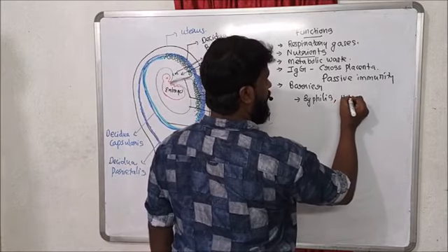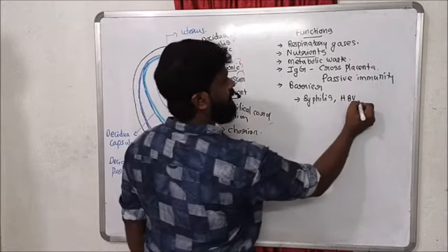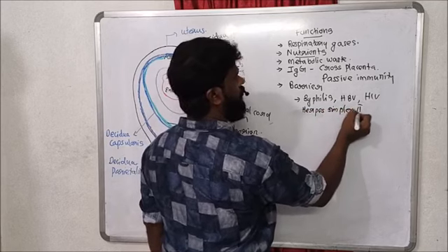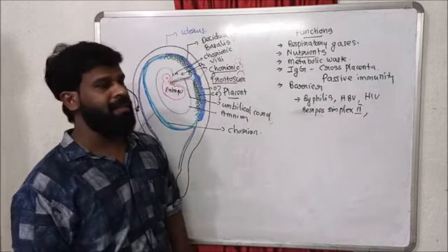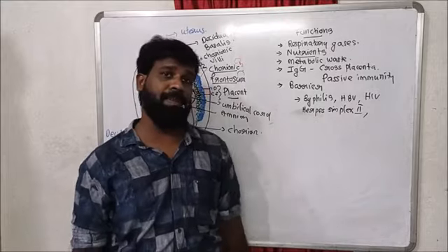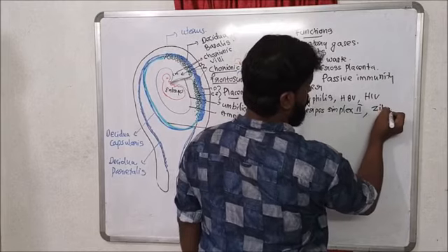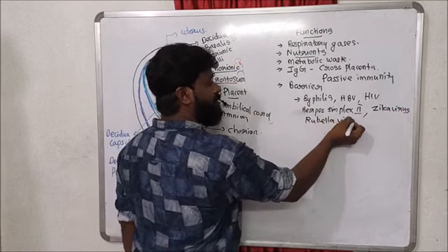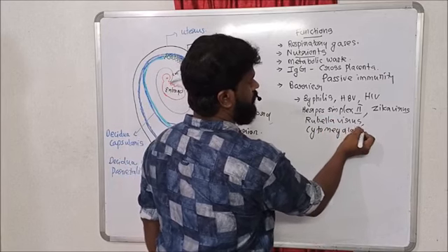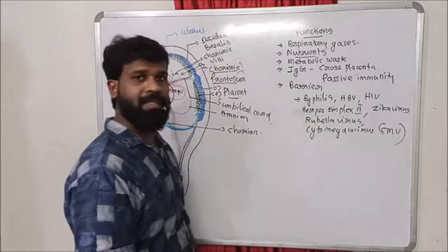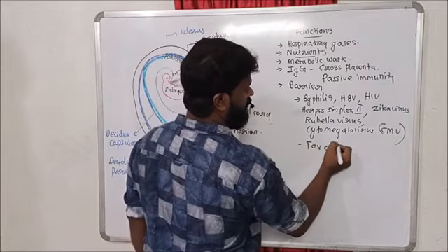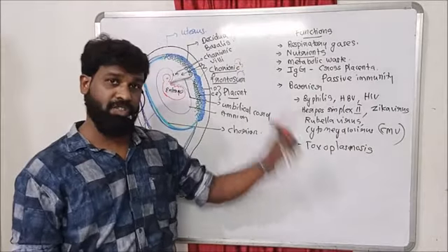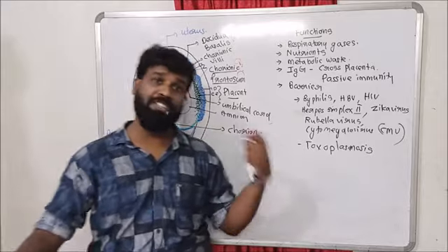Then hepatitis B viral infection, HIV, and human herpes simplex 2 infection. That means genital herpes, caused by the herpes simplex 2 virus. Then the Zika virus can cross the placenta, rubella virus, cytomegalovirus (CMV), and the protozoan disease toxoplasmosis. These infections can pass through the placenta even though it acts as a strong barrier. Some pathogens can pass through the placenta and cause infection in the fetus.